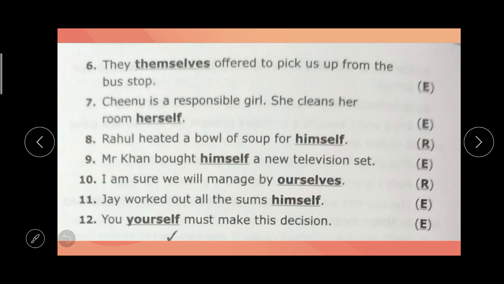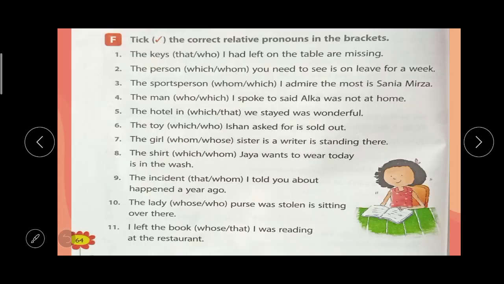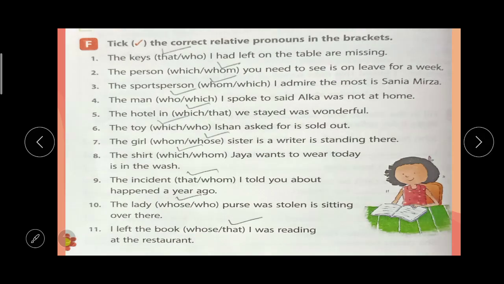8, himself, reflexive pronoun. 9, again himself, emphatic pronoun. 10, ourselves, reflexive pronoun. 11, himself, emphatic pronoun. And 12, yourself, emphatic pronoun. Now F. Tick the correct relative pronouns in the brackets. Here we have to tick the correct relative pronouns in the brackets. So let me show you the answers.